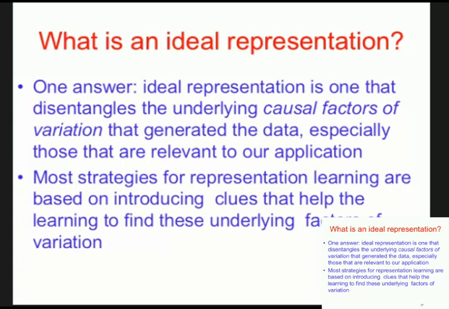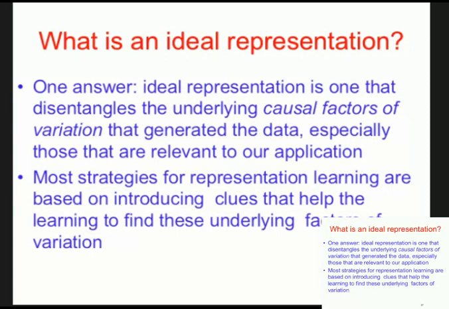So you have all these factors of variation that happen, and we never intended any of these things to be coded into it. We were just interested in face recognition, but it's finding out these are the factors of variation, and these are all entangled in our data set, and this is the kind of thing we'd like to see in our methods. Most strategies for representation learning are based on introducing clues that help the learning to find these underlying factors of variation.